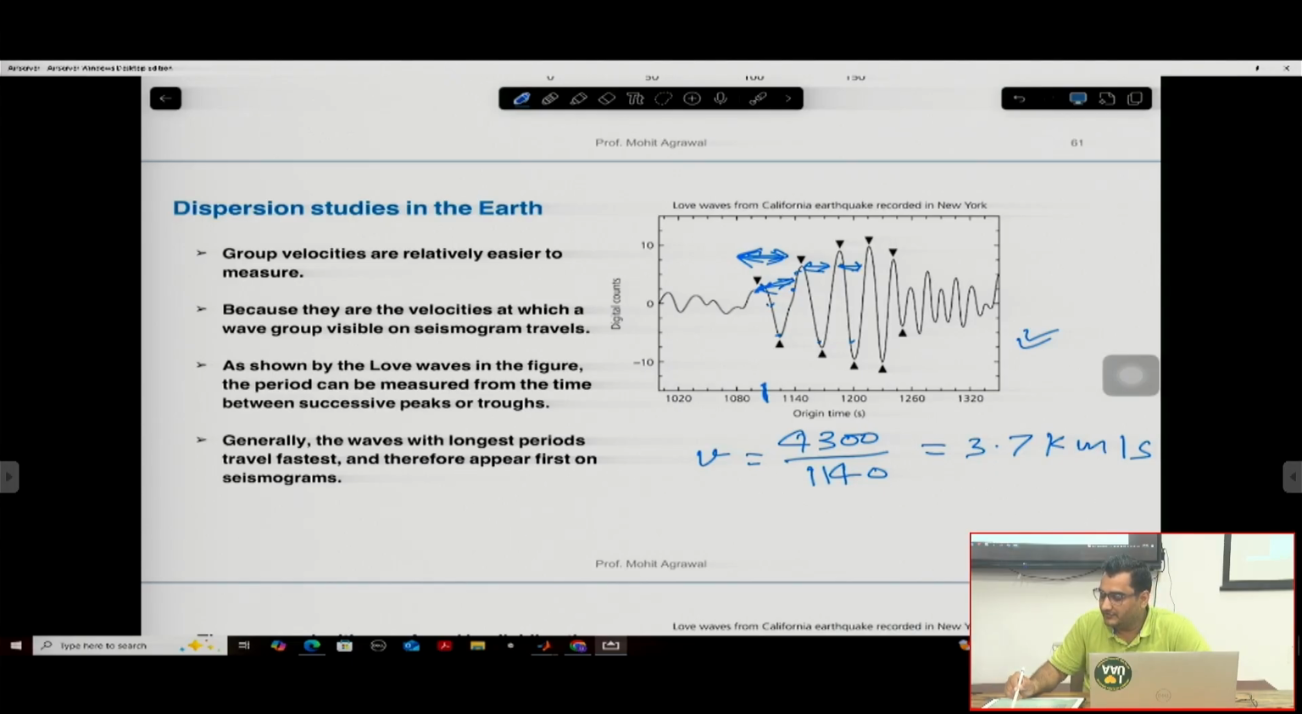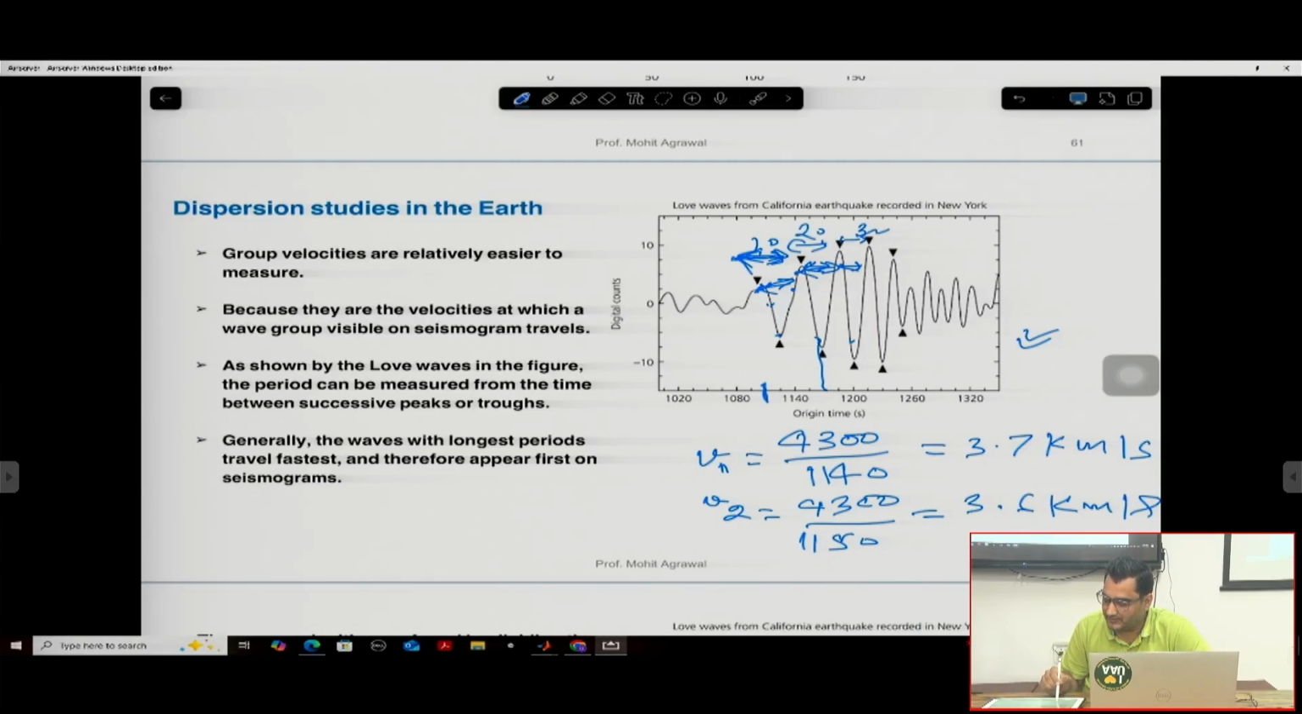Likewise, for the consecutive peaks in a similar fashion, if we call that V1, then V2 you can calculate as 4300 divided by, for this peak, maybe 1150, and you will observe 3.6 kilometer per second. So gradually for the successive peaks you can measure the group velocities. Okay, and for the successive peaks you can also measure the periods. For example, let's suppose the period of this is maybe 10 seconds, here maybe 20 seconds, 30 seconds, likewise.